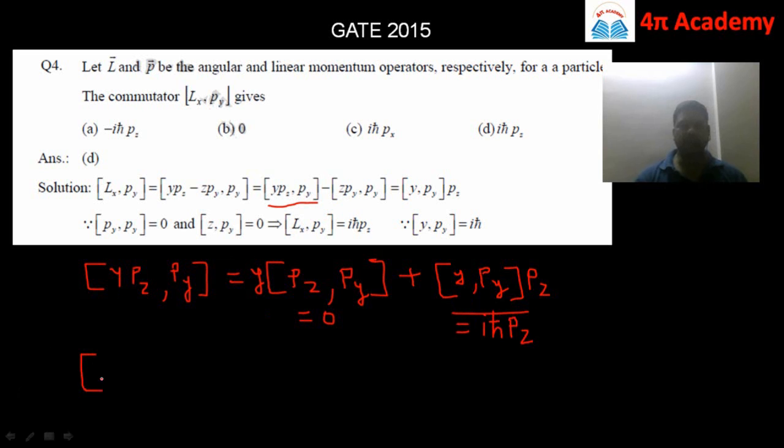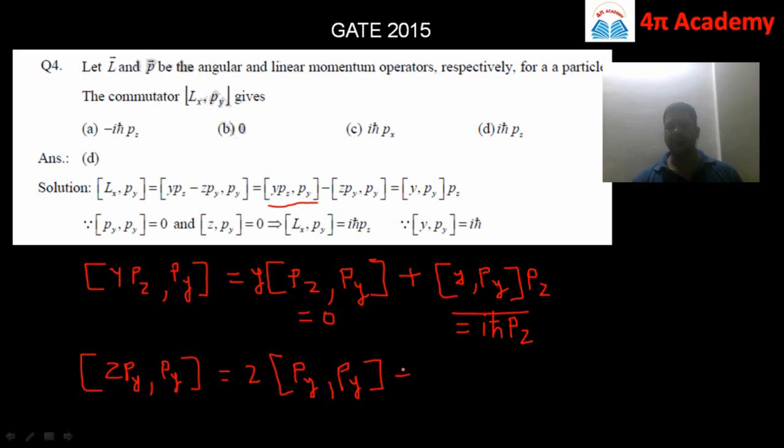So the second commutation relation is zpy comma py. Again solving this, we get z into commutation bracket of py comma py, plus commutation bracket of z comma py into py.